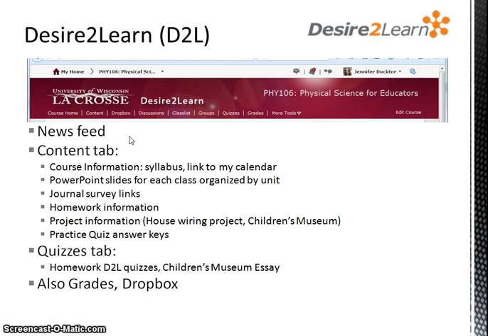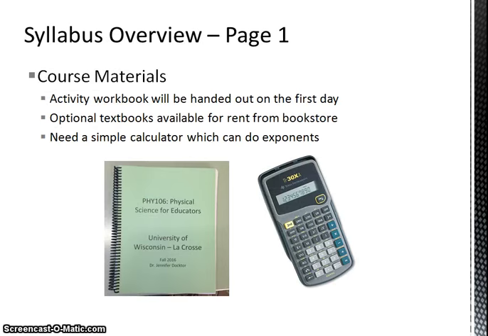So on the first day of class, you will get a spiral bound booklet, which is really our workbook for all the class activities and your notes. There will be supplementary textbooks available to rent in the bookstore. However, they're optional. I will not be giving any assignments out of those.